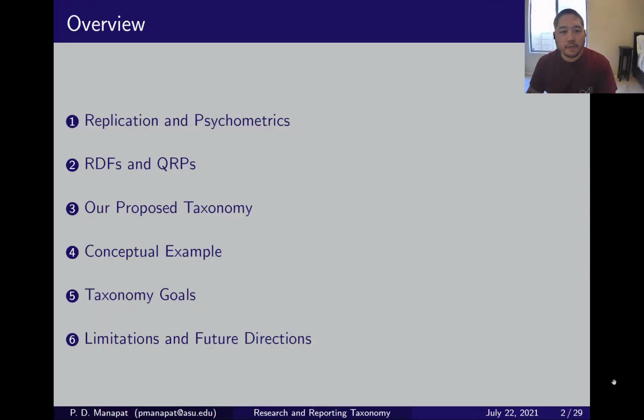So here's an overview of what I'll talk about today. I'll start with some background, focusing on the intersection of replication and psychometrics. I'll talk a little bit about researcher degrees of freedom and questionable research practices, which form the basis of our proposed taxonomy. I'll give a conceptual example of how our taxonomy helps with evaluation of research and reporting practices, highlight some taxonomy goals, and then finish with limitations and future directions.